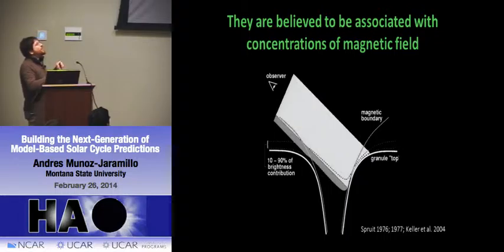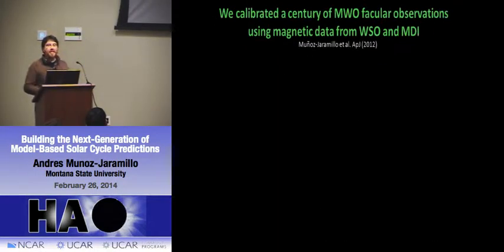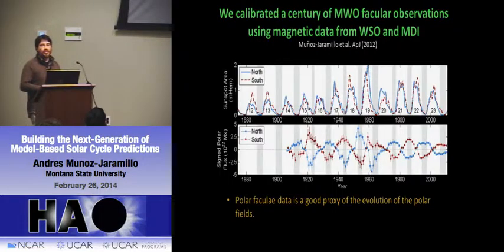Now, the magnetic field is enough to create a depression that allows you to see deeper into the convection zone to a region that is slightly warmer and denser. So when you look at the thing edge on, it looks bright. Since it is more visible when you look at it obliquely, it's ideal to see it at the poles. And it so happens that the fields at the poles have the right strength to create these kinds of things. So we calibrated a century of Mount Wilson facular observation using magnetic data from Wilcox Solar Observatory and MDI. And I'm just going to show you the result.